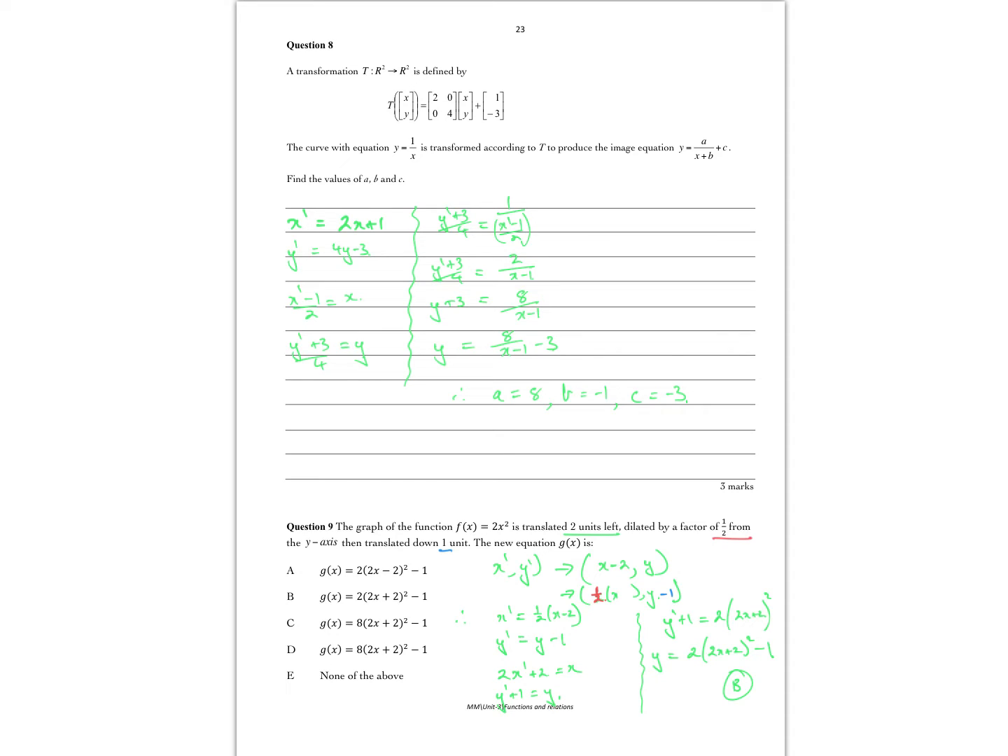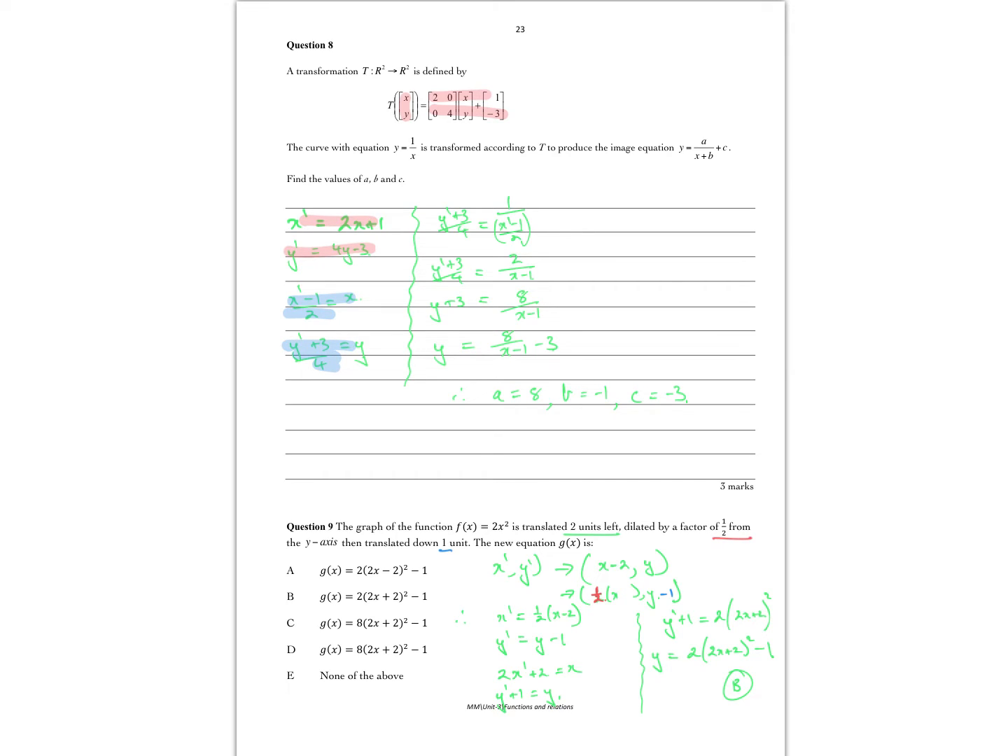Little short answer one here. Same process though. We've got y equals 1 on x has been transformed by this matrix. What's the new rule? So again, x dashed is equal to 2x plus 1, y dashed is equal to 4y minus 3. Don't forget that the rule that I've got is y equals 1 on x, so it's in terms of y and x, so I need to get y and x. So x is equal to x dash minus 1 on 2, y is equal to y dash plus 3 on 4.